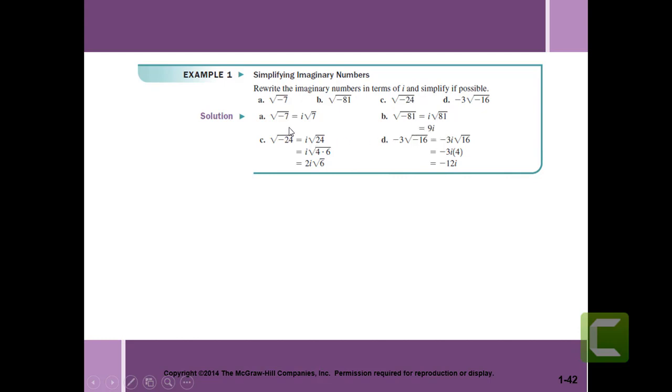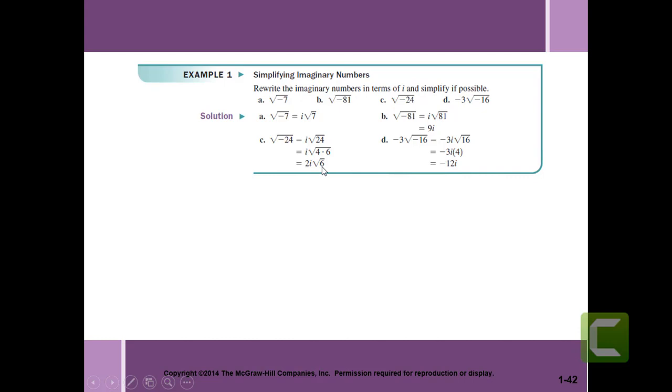Okay, and then for part C, here we have negative 24, and so we're going to split this up into negative 1, the square root of negative 1, times the square root of 24. And so we get i times the square root of 24, and then we can split this up into 4 times 6. Now we can split this up into the square root of 4 times the square root of 6, and of course the square root of 4 is 2, so the 2 goes in front, and we get 2i times the square root of 6.